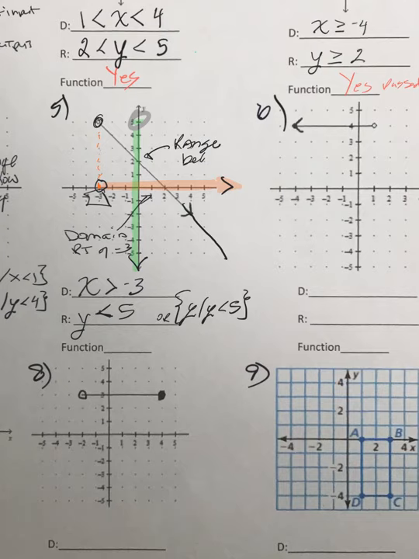And is it a function? If we drop a vertical line, doesn't it hit just one time? So yes, it is a function because it passes the vertical line test.